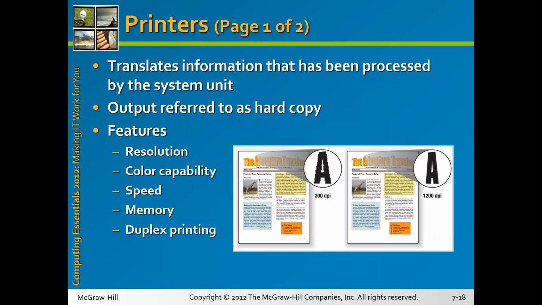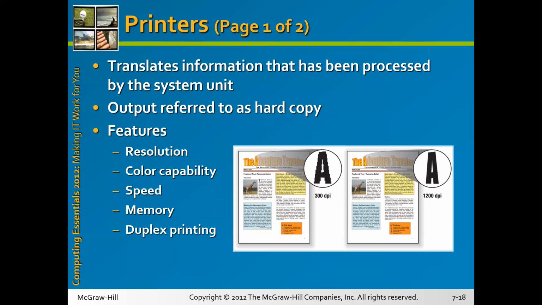Printers. Printers translate information that has been processed by the system unit and present the information on paper. Output is generally called hard copy when printed by a printer. Features include resolution. Resolution measures the clarity of images produced. Resolution is measured in terms of dots per inch, that is DPI. Most printers use an average of 1200 DPI. The higher the DPI, the better the quality of the image produced.